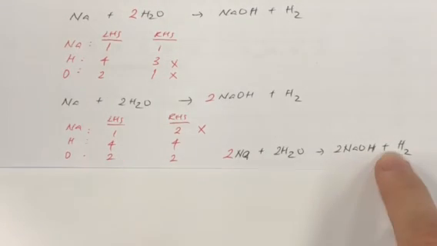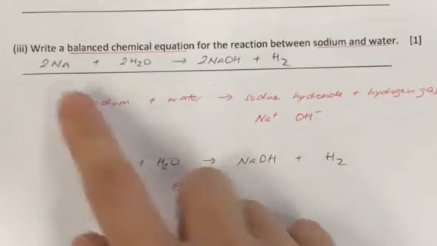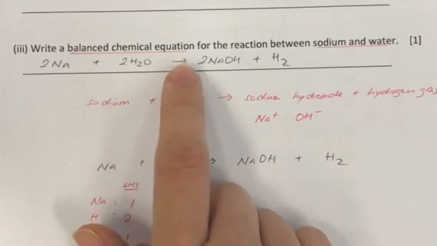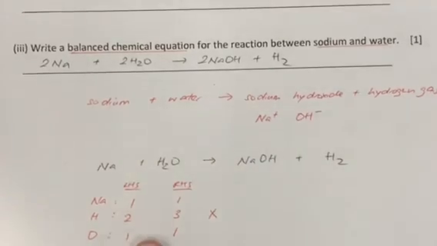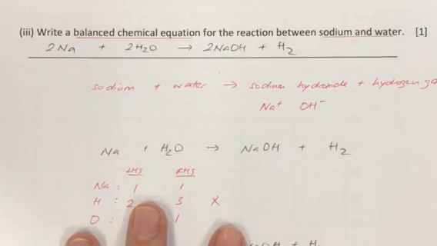And once this is balanced, then your balanced chemical equation would be shown as this: 2Na plus 2H2O, arrow, 2NaOH plus H2. So in this worksheet, you have learned about group 1 metals and how to apply the content learned to the questions.